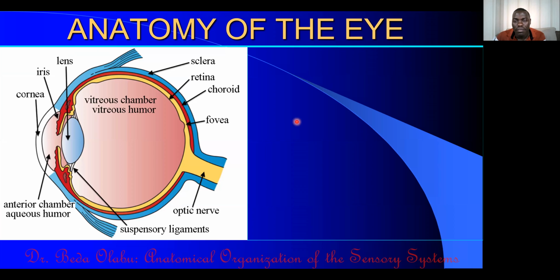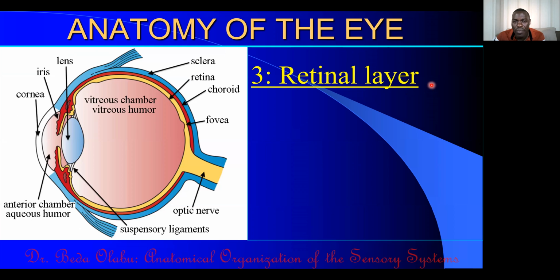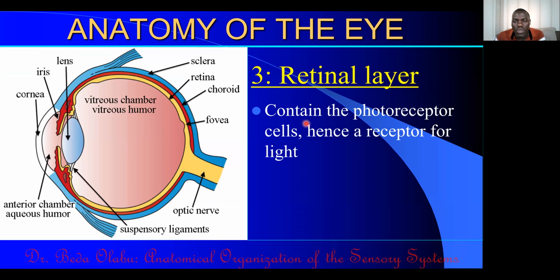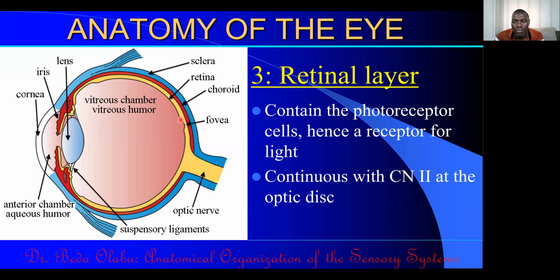Let's talk about the third layer of the eye. The third layer of the eye is called the retina, or the retinal layer. The retinal layer contains photoreceptor cells, and therefore the retina becomes the receptor for light. It is continuous posteriorly, not necessarily directly posterior, as we can see in this drawing, but either way it's posterior. On the posterior part of the globe, the retina is continuous with the optic nerve.